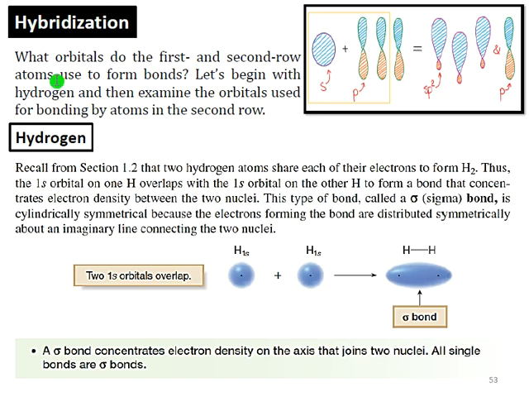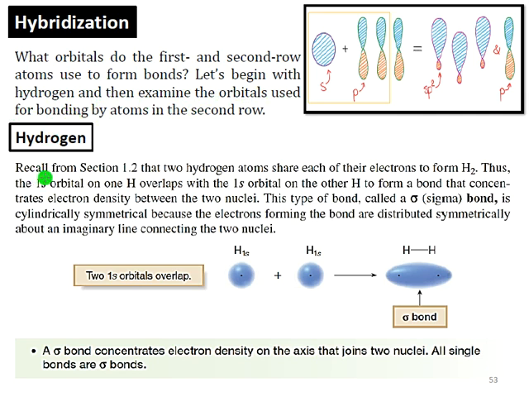Hybridization. Okay, it says here, what orbitals do the first and second row atoms use to form bonds? That means to form a bond between two atoms, the atoms share their electrons. Okay, by what? By their orbitals. Okay, they share their electrons by their orbitals. And let's begin with hydrogen, and then examine the orbitals used for bonding by atoms in the second row.